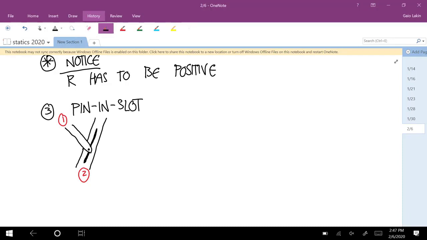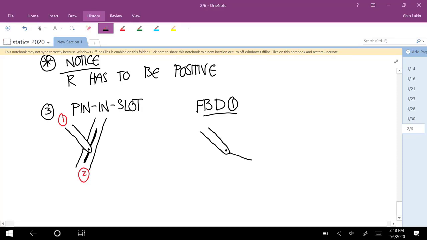Free body diagram of body one. The force is perpendicular to that slot. If this is the direction of that slot, then these are at 90 degrees. But if I try to translate it along the slot, it translates freely. If I try to rotate it, it rotates freely. So that's all there is. Again, I'll call this R.